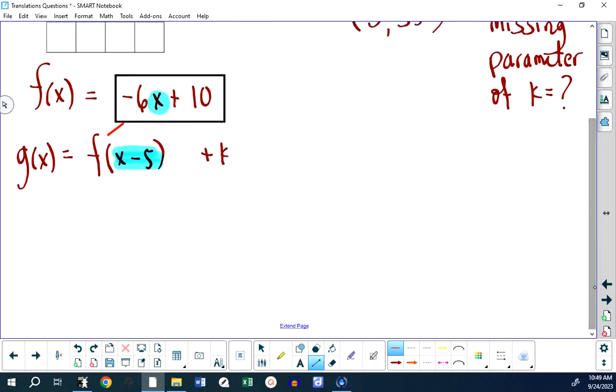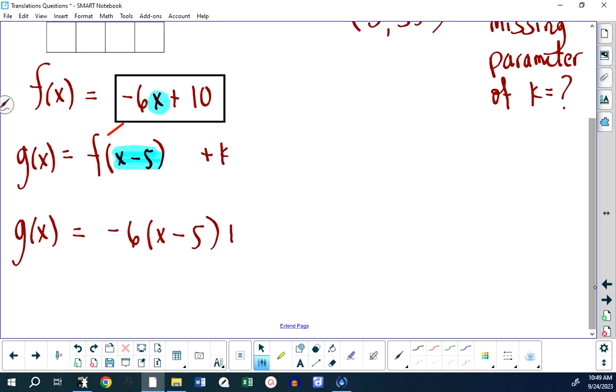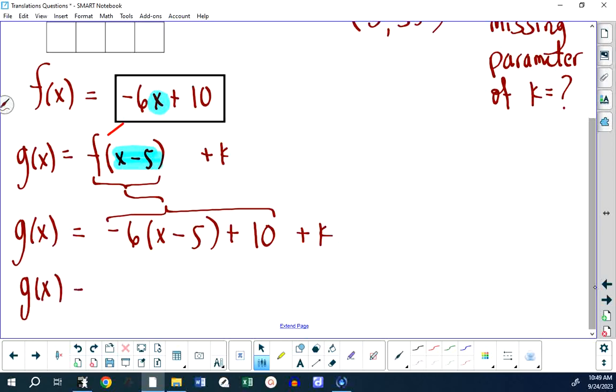Remember, we talk about function notation in class a lot. F of a quantity simply means put that quantity in for x in f. So g of x is going to be equal to -6 times x minus 5 plus 10. That is f of x minus 5. This thing right here is this whole thing here. But we still need to add k. And now what we can do, we can simplify this. I would recommend simplifying this. -6x plus 30 plus 10 plus k.